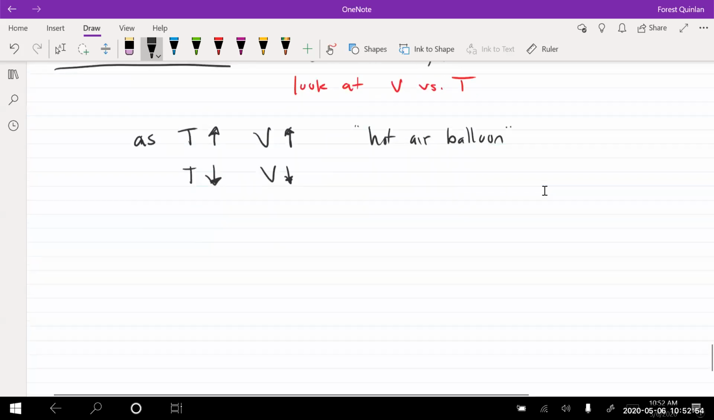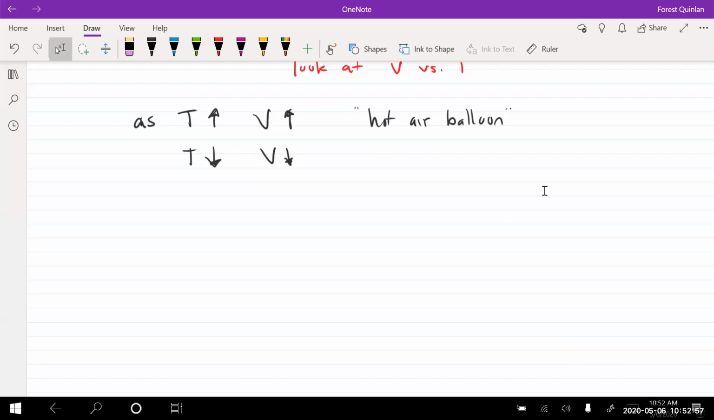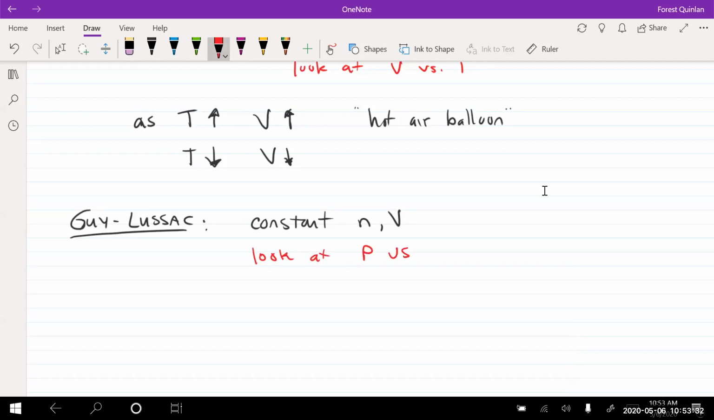Finally, we have Gay-Lussac. Unless I'm not saying that right. Frenchman, is that Guy or Guy? It's Guy. Yes, Guy Lussac. Okay. He is going to keep a constant number of moles and the volume. And he's going to look at pressure versus temperature.